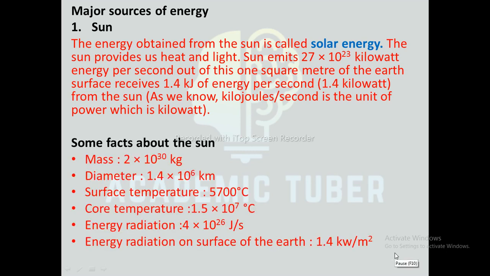Some facts about the sun. Mass of sun 2 into 10 to the power 30 kg, diameter 1.4 into 10 to the power 6 km, surface temperature 5700 degrees Celsius, core temperature 1.5 into 10 to the power 7 degrees Celsius, energy radiation 4 into 10 to the power 26 joule per second, energy radiation on surface of Earth 1.4 kilowatt per square meter.